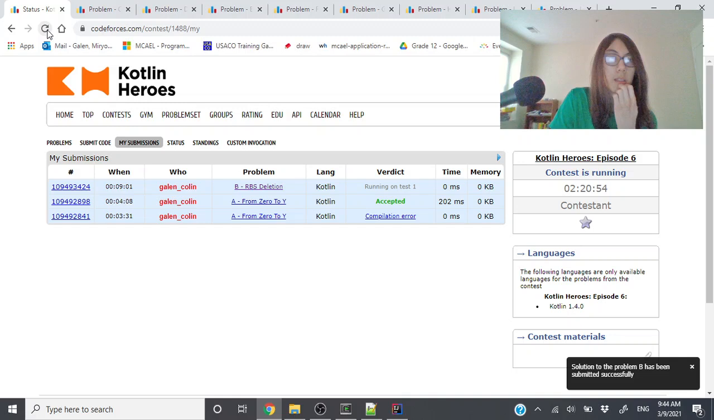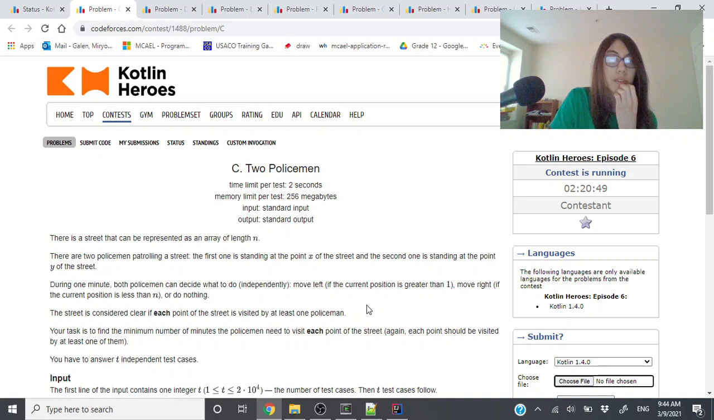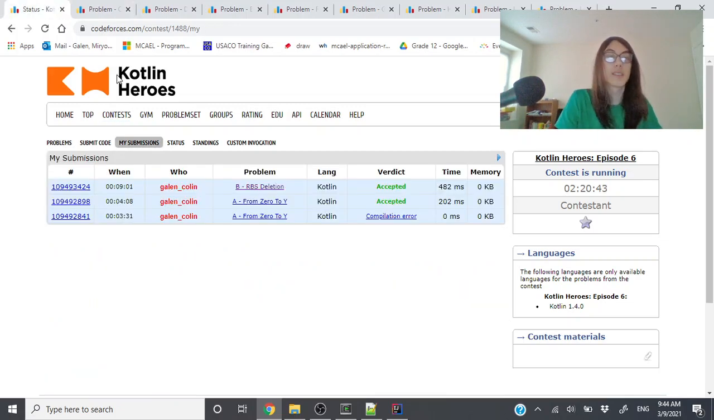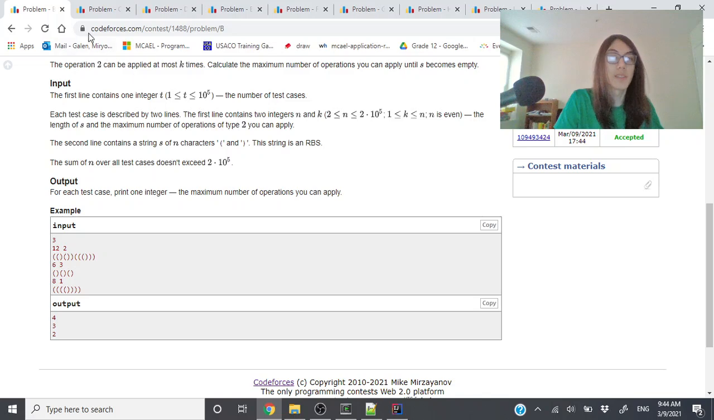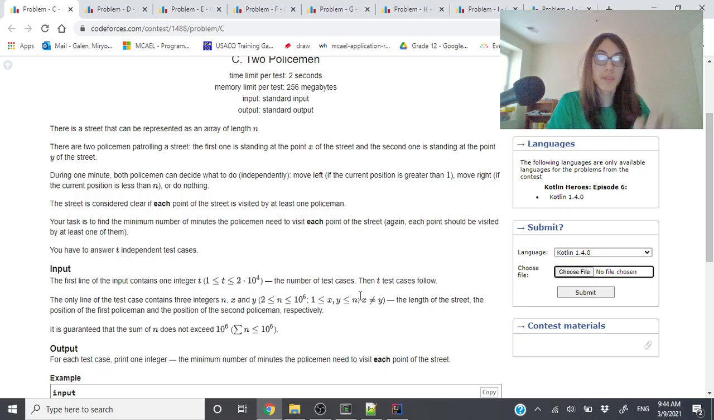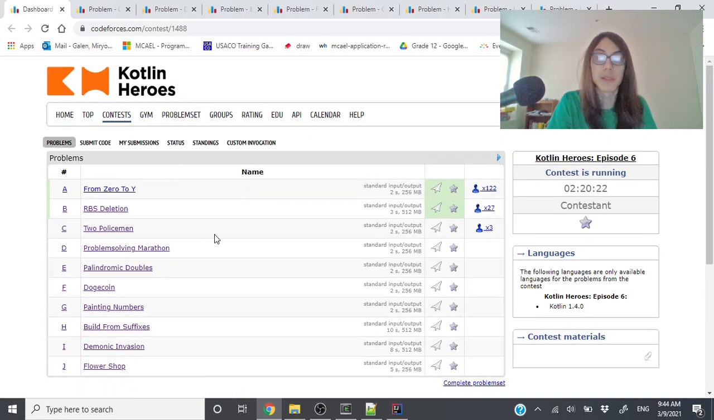Alright, 2 policemen. Does it compile error? 2 policemen patrolling a street. The first one is standing at the point. Okay, good. Why does that take so much longer? Wow, that is a long time. Jeez. It's a bit concerning. I guess there's more input though, like 4 5v5 things. Would that have a 2-second time limit? Or 3 seconds. Okay, cool.